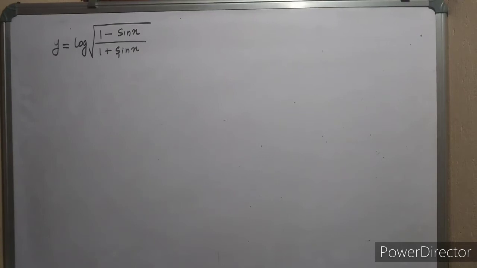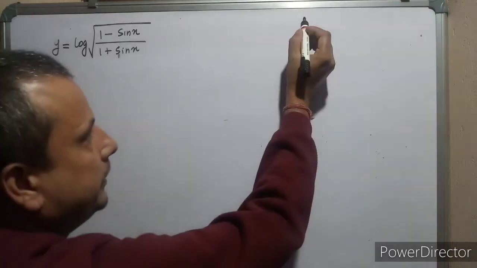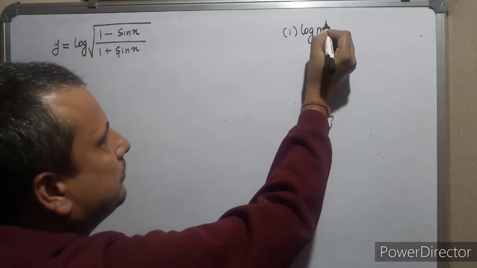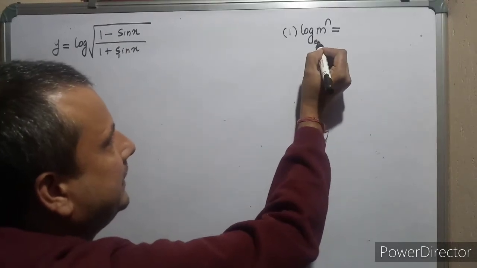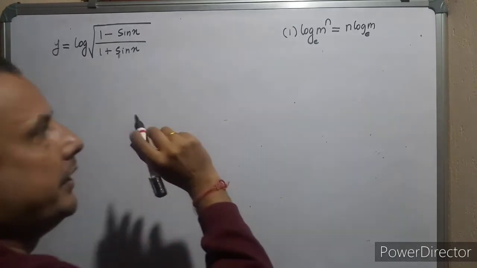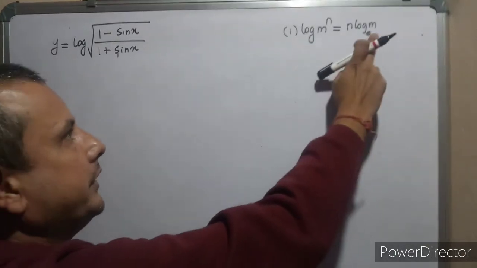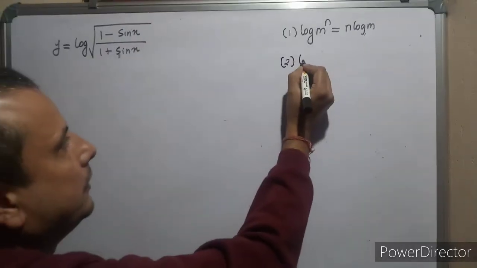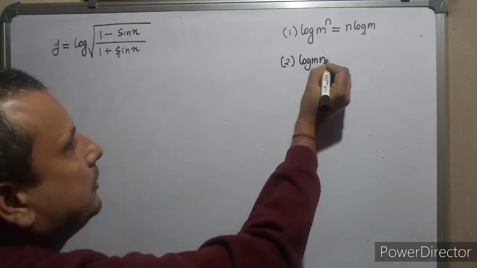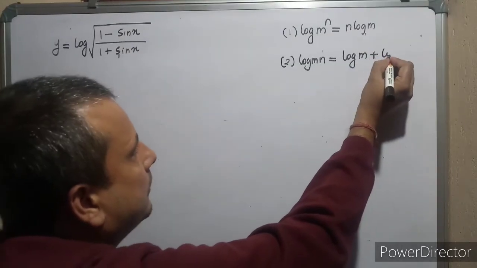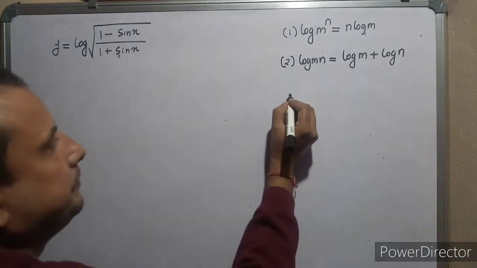Now before doing this numerical, I'll explain some properties of logarithms that you have to remember. The first property of logarithm: log m to the power n, base e, is n log m to the base e. If nothing is given, you always have to consider the base as e. Second property: log of m into n is log m plus log n.